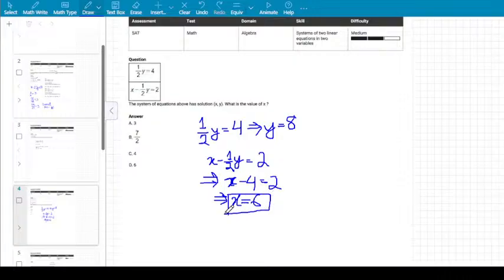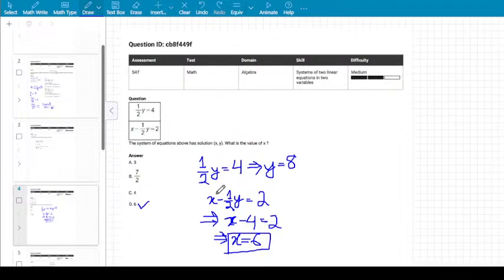Okay, so this is the correct answer. So option D is the correct one. Okay, now let us look at the next question.